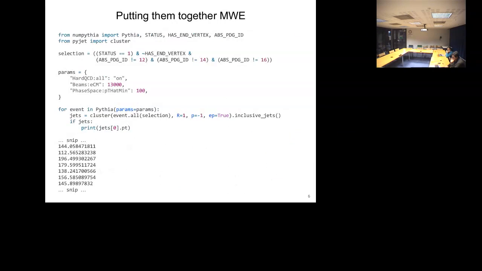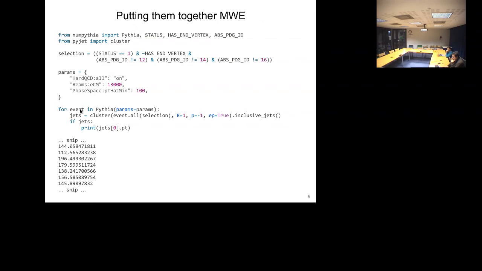All right. So next slide. Putting them together, just a minimal working example. So of course you can have numpythia generate particles on the fly, and then you can cluster them with pyjet. And here's just an example where I'm selecting visible final state particles.